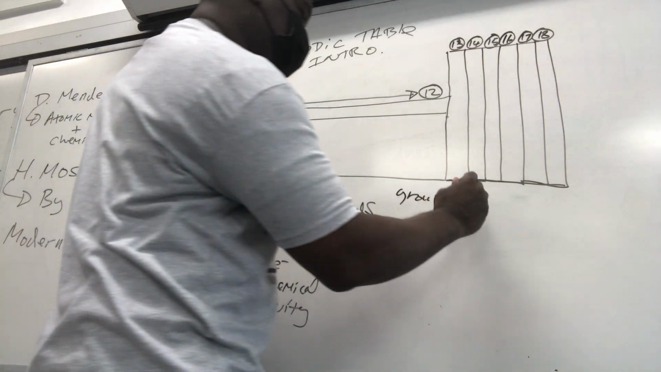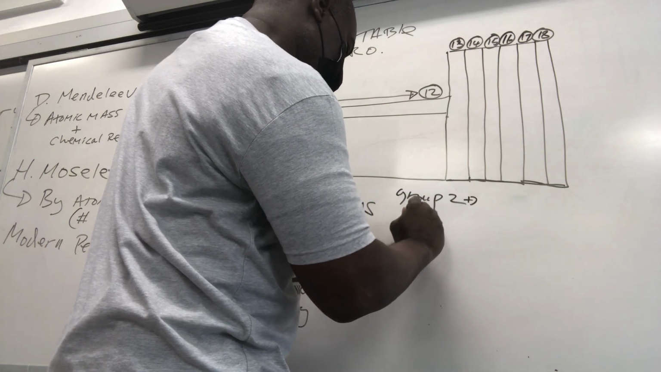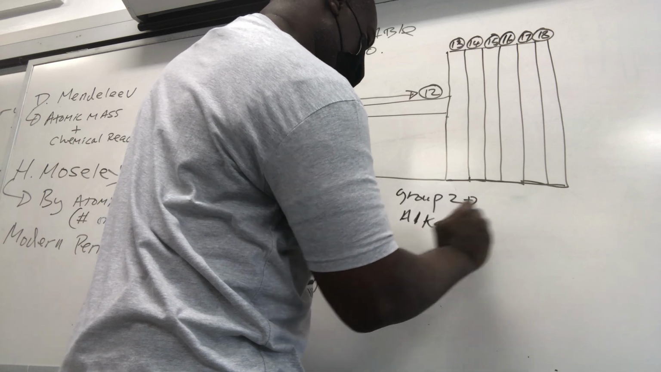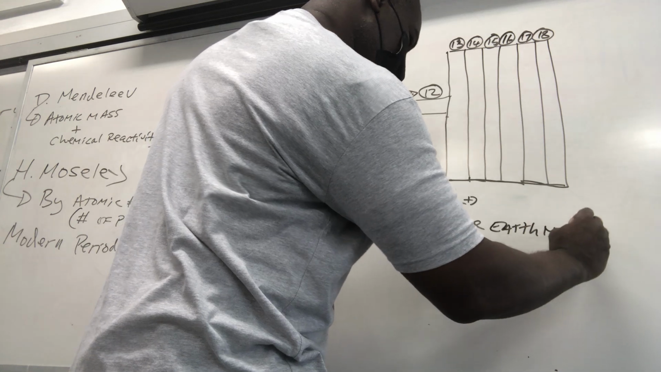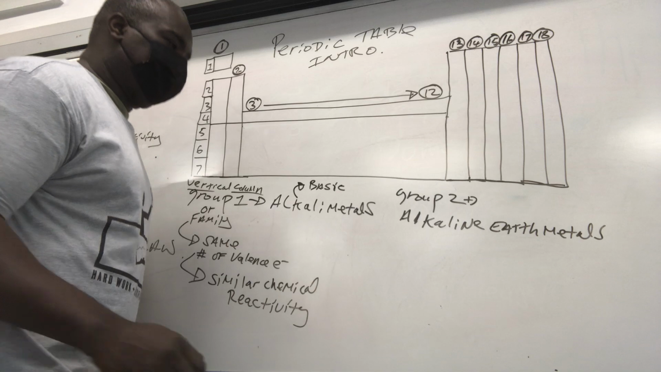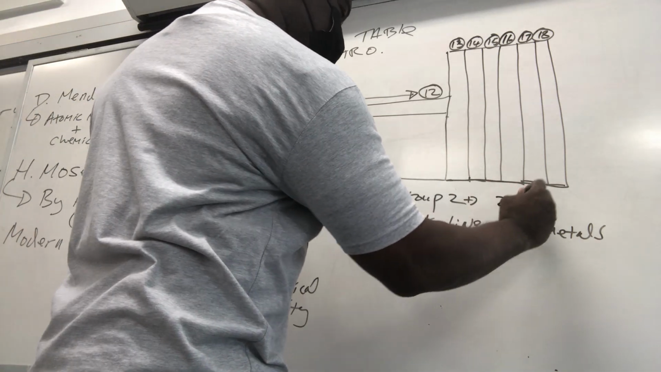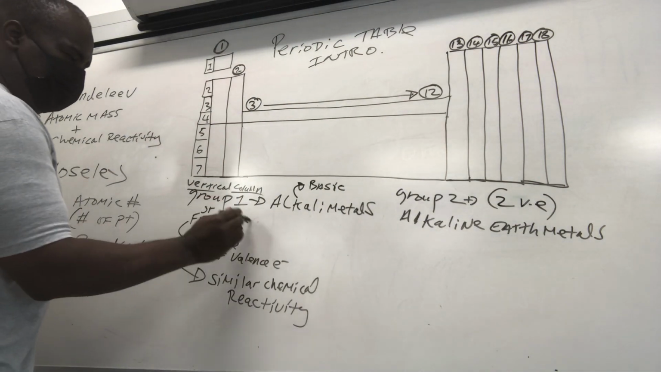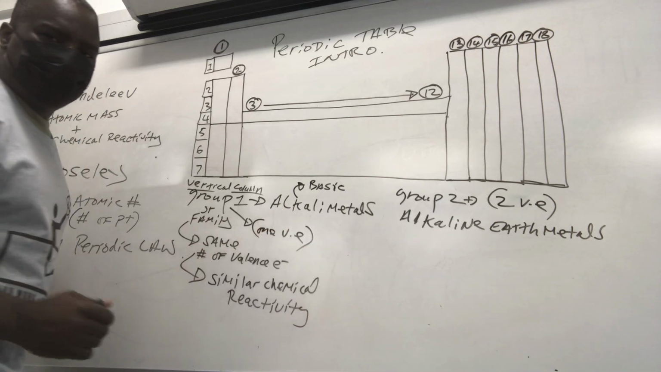are called alkaline earth metals. Okay, alkaline earth metals. You gotta remember these names, folks. All right. Now, alkaline earth metals have 2 valence electrons, right? 2 VEs. The guys in group 1 have only 1 valence electron, 1 VE. Okay, so we gotta know that.